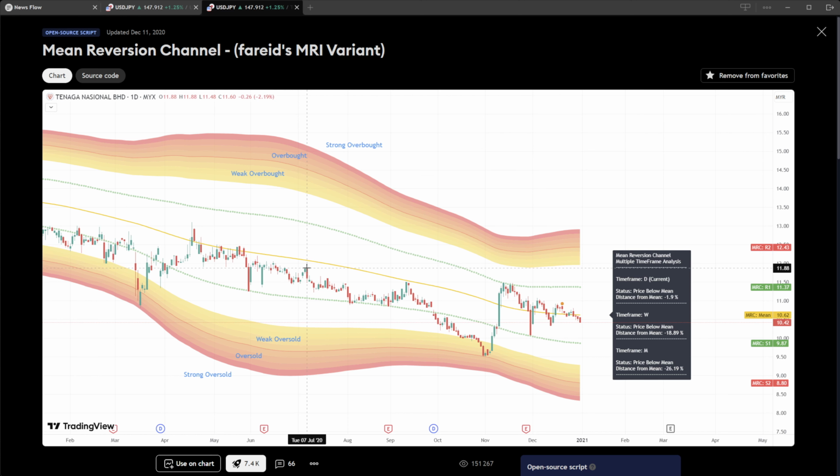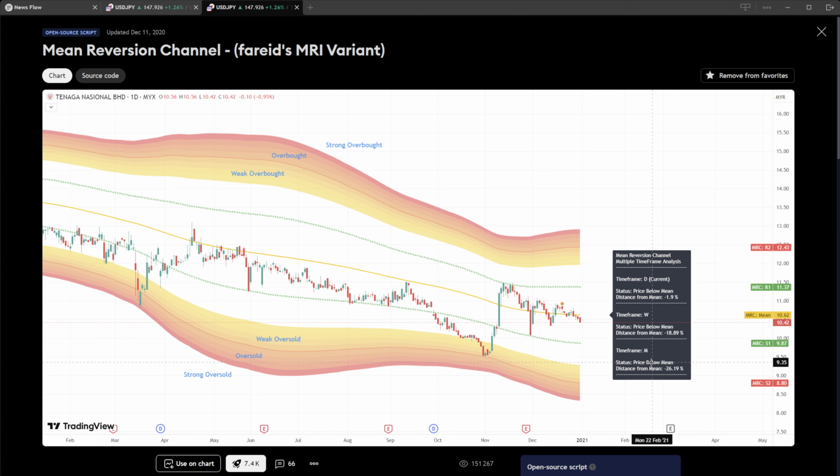So why is it better than just using Bollinger Bands or some other channel indicator? Well, it has something the others don't, and that is multi-time frame analysis. You can see on the right side there's this little callout, and it tells you what the price is doing relative to the mean price on different time frames. Right now we're looking at the daily candles, and currently the price is below the mean, minus 1.9% away from it. If we look at the weekly or the monthly time frame, you also get an indication of what the price is doing relative to the mean.